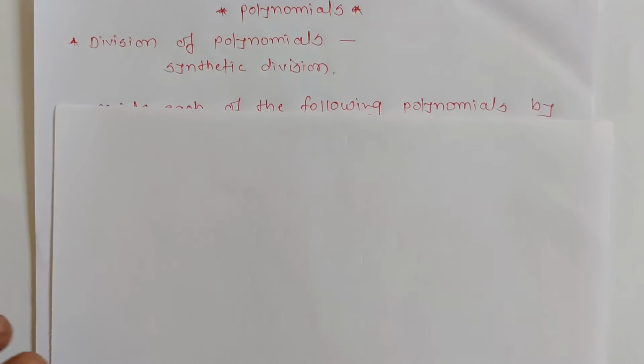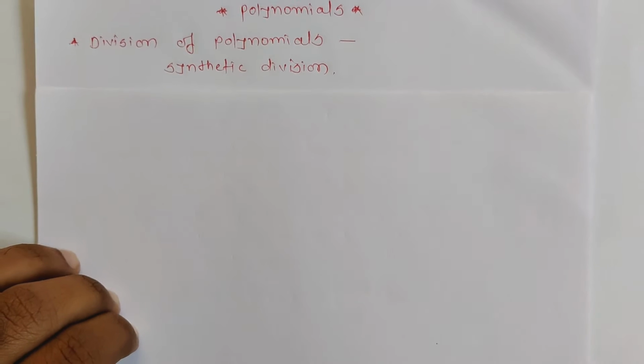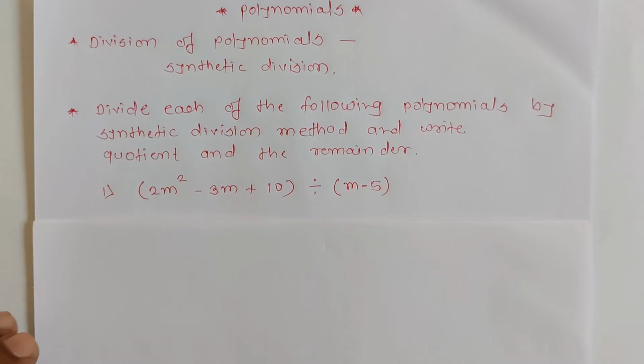Our next point is the division of polynomials. In the previous session, we studied how to divide two polynomials by the traditional method. Today's point is division of polynomials by the synthetic division method. For that we are going to solve one example. The question is, divide each of the following polynomials by the synthetic division method and write the quotient and the remainder.